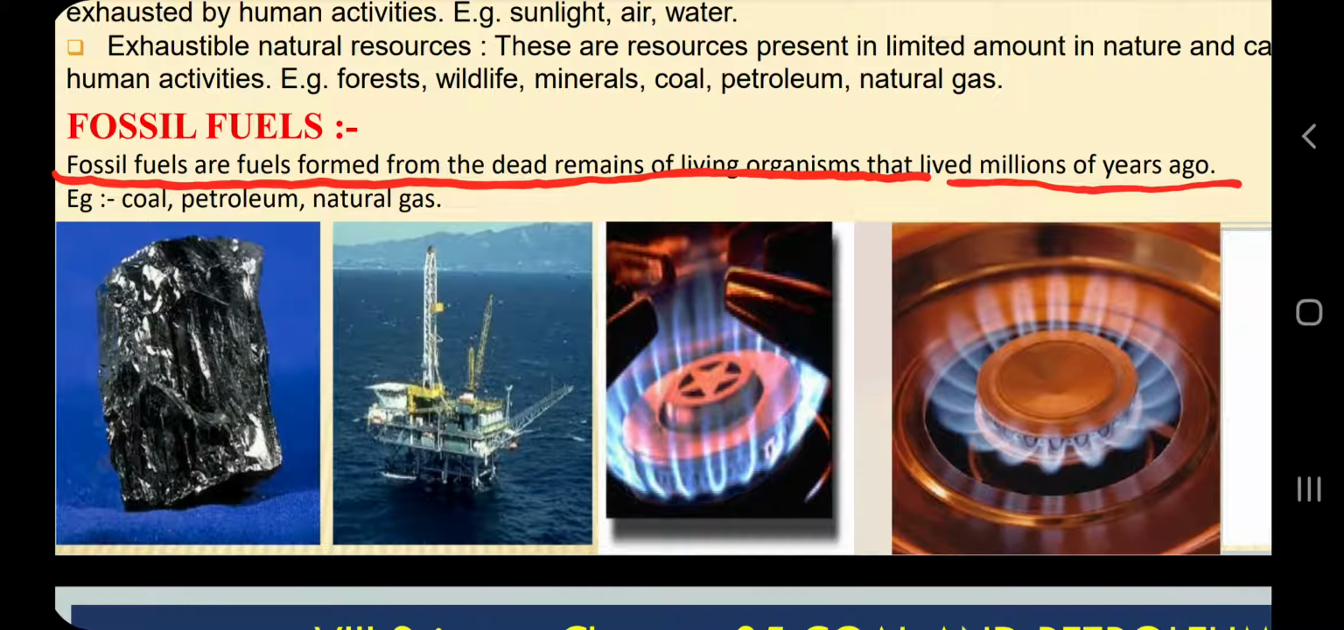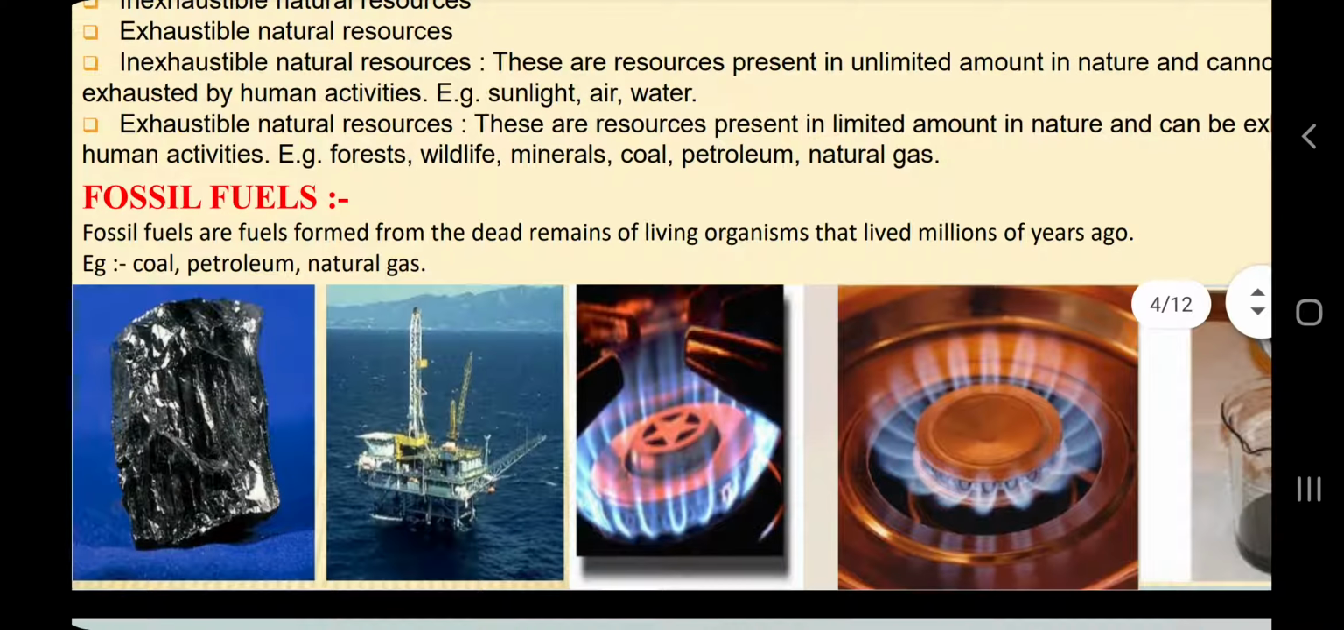Very simple. I am sure that you have learned something about fossils and mining and rocks in social science. Let me remind you very briefly that there are many types of rocks, for example igneous rocks, sedimentary rocks. There are many types of rocks.